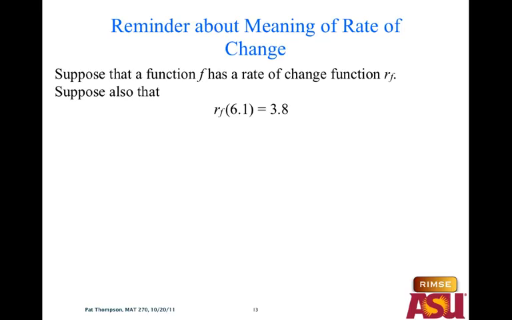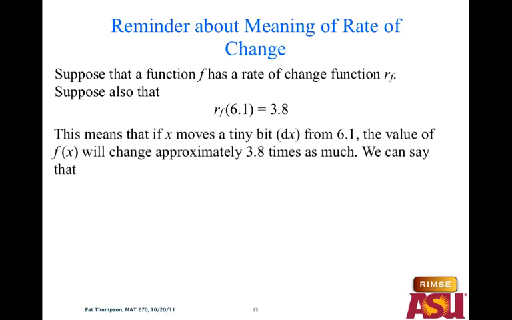Given a small change in x around 6.1, what do we say then? Excellent. So for a small change in x in the vicinity of 6.1, the change in y, or the change in f, would be 3.8 times as much as that tiny change in x. So we could write it this way. We could say that the change in y is about 3.8 dx, or about r sub f at 6.1 times dx. This is the meaning for rate of change, right? Change in y equals m change in x.